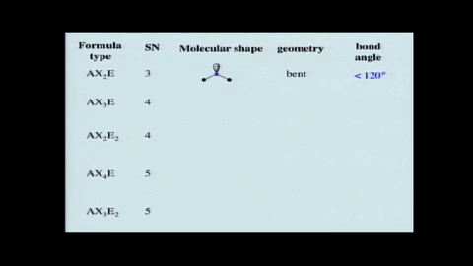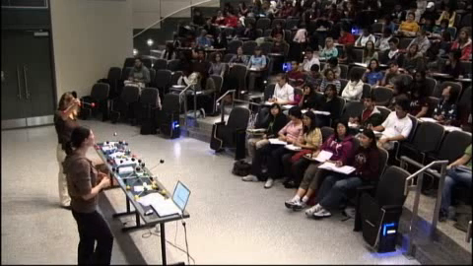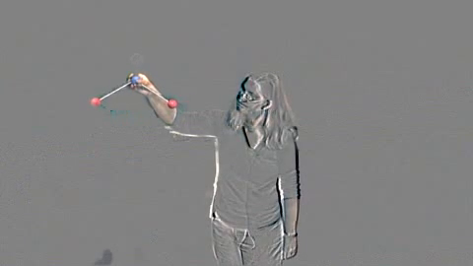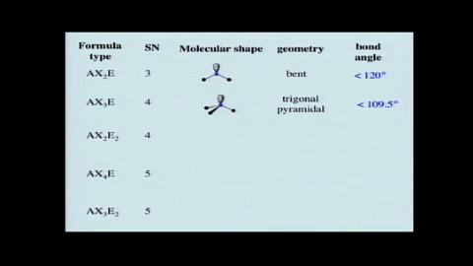So let's look at another example here, AX3 with one lone pair, E. This is called trigonal pyramidal. Again, you have trigonal because there are 3 atoms bonded to the central atom, and this looks like a pyramid here. So what would the angle of this be? I think I heard it. I think so too. All right, less than 109.5.